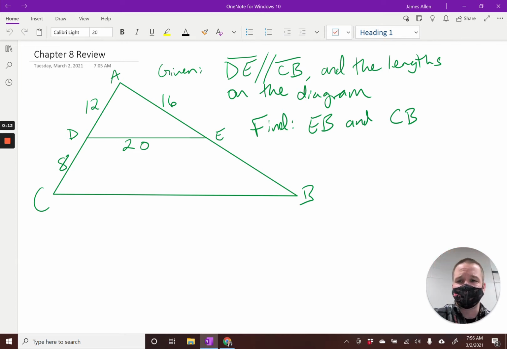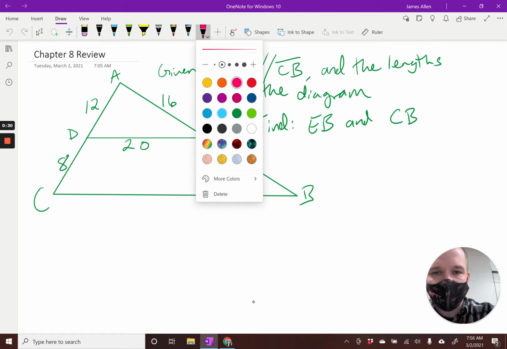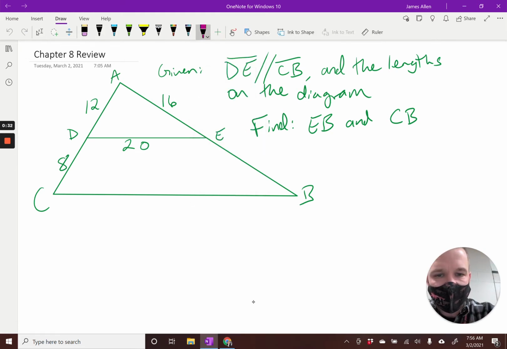Alrighty, so we've got this first problem here. DE is parallel to CB, and we've got the lengths on the diagram there. So we've got 12, 16, 8, 20. We want to find EB and CB. Right off the bat, I'm going to label EB as X, and we'll go with CB as being Y, just to make it a little bit easier as I'm setting things up. And I'll jot that down underneath these.